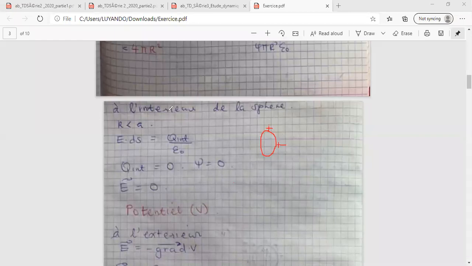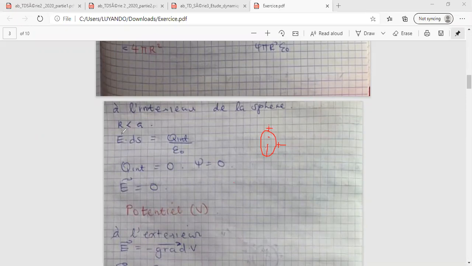So I'm trying to calculate the E à l'intérieur. So our R is less than A. Maybe I'm trying to calculate a point here, a point in the interior of the sphere. And this is my origin. We've established that my radius is A. So maybe I'm trying to find the champ at this point. It can be in any part of the interior of the sphere, so my R is less than A.